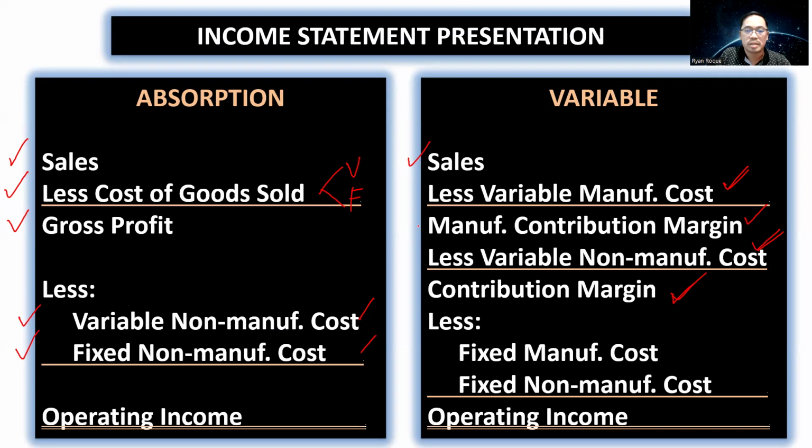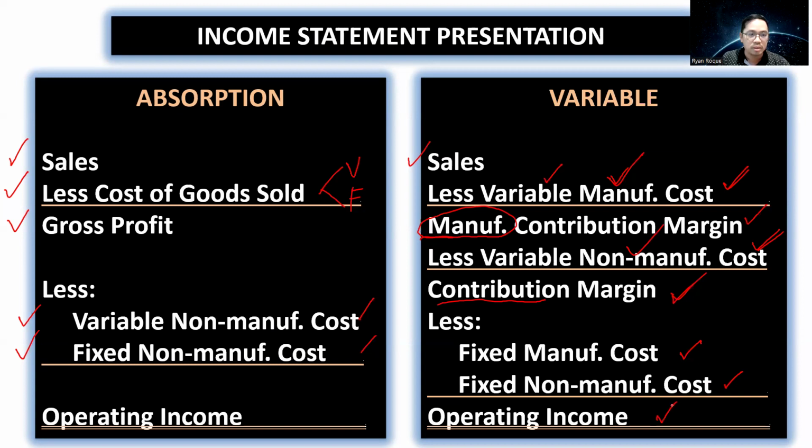Just be careful because the question in the exam might only be the manufacturing contribution margin, because if that's the case, we just have to deduct the variable manufacturing cost. But if we are asked for the contribution margin, we have to deduct all the variable expenses, whether manufacturing or non-manufacturing costs. And then after your contribution margin, we now deduct all your fixed expenses, the fixed manufacturing cost, which is your fixed overhead, and your fixed non-manufacturing cost or your fixed operating cost. And then we now arrive with the operating income.